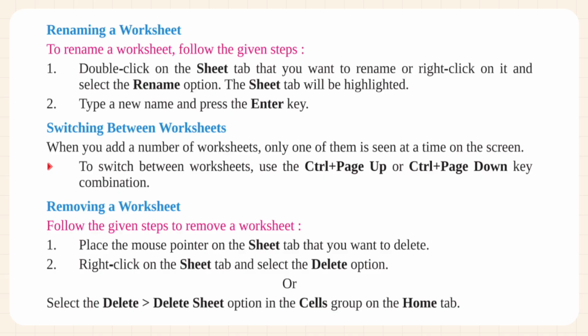Removing a worksheet. Follow the given steps to remove a worksheet. 1. Place the mouse pointer on the Sheet tab that you want to delete. 2. Right-click on the Sheet tab and select the Delete option. Or, select the Delete Sheet option in the Cells group on the Home tab.